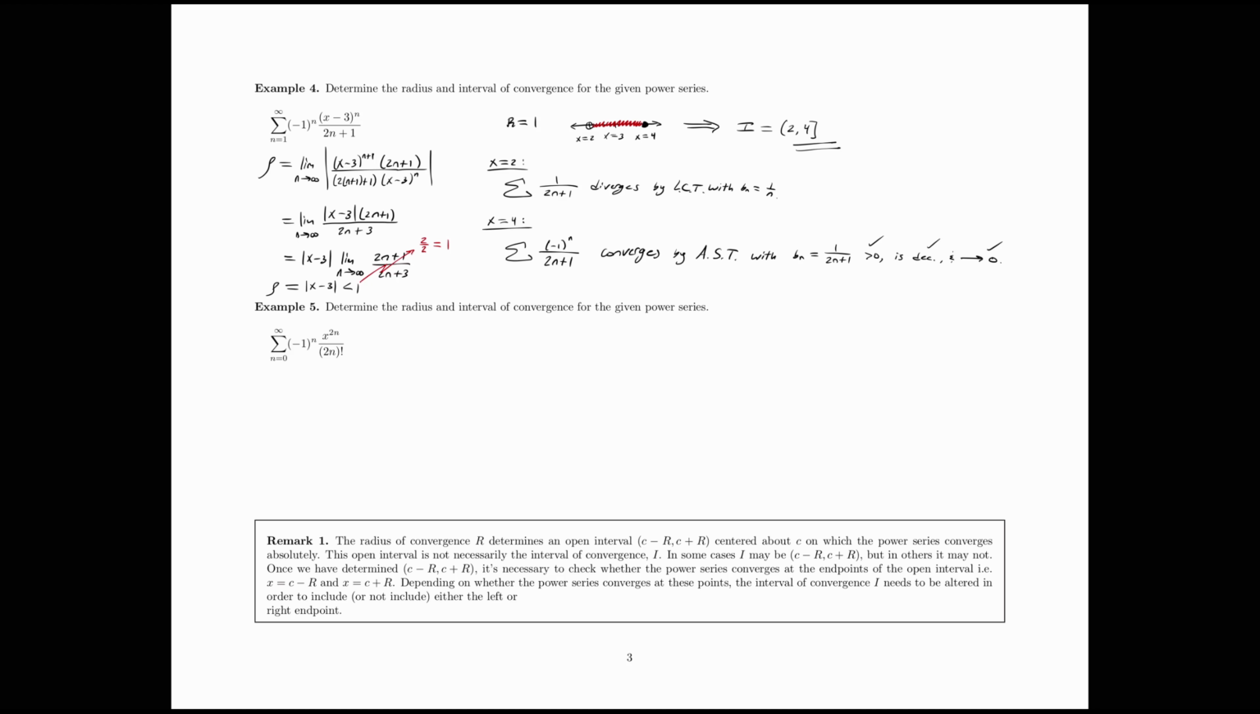All right, example 5, determine the radius and interval of convergence for this power series. As usual, we will immediately go to the ratio test, especially since we see that there is a factorial that screams ratio test. So rho is the limit as n goes to infinity of the absolute value of our series term. This right here, which is a sequence, is our a sub n, and then we will compute the absolute value of a sub n plus 1 over a sub n.